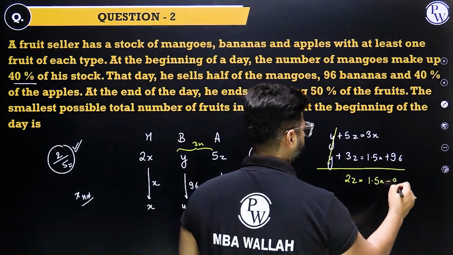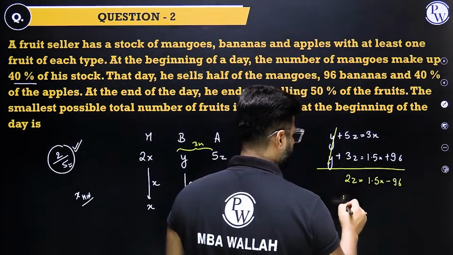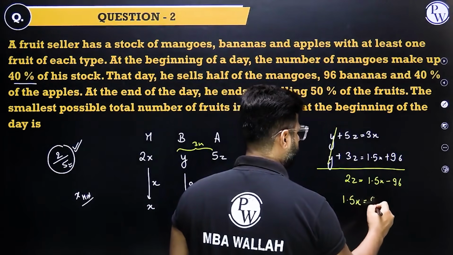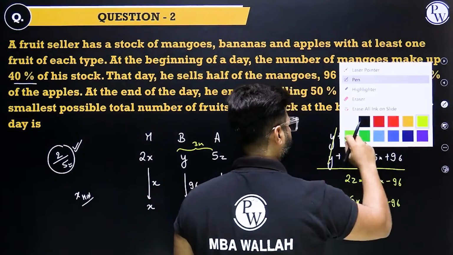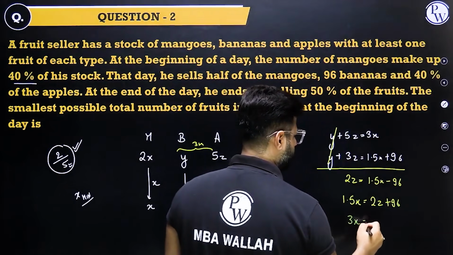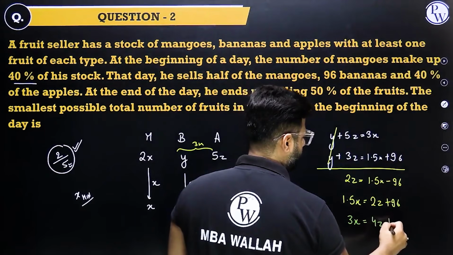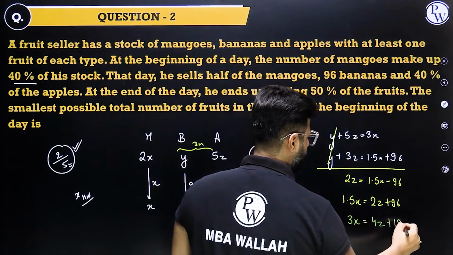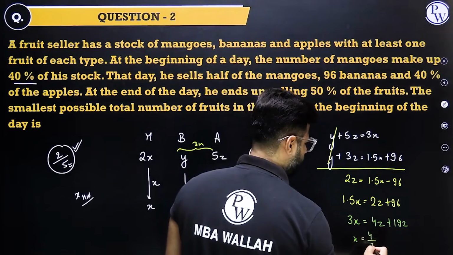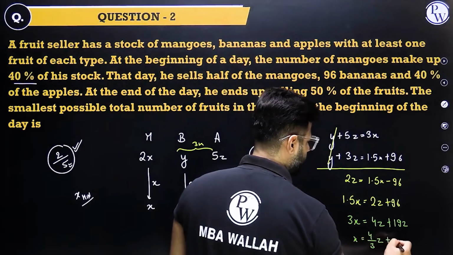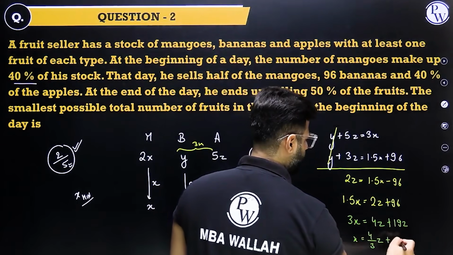1.5x minus 96. So 1.5x comes out to be 2z plus 96 multiplied by 2. 3x equals 4z plus 192. x equals 4 by 3z plus 64.